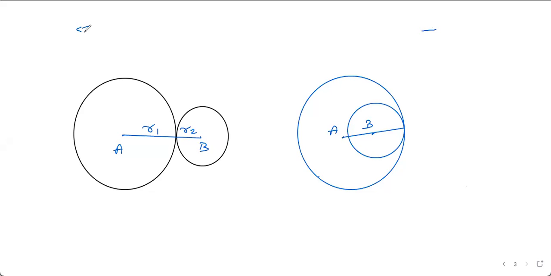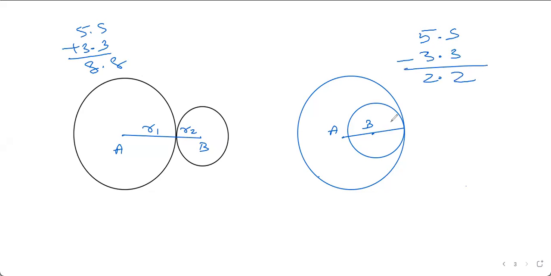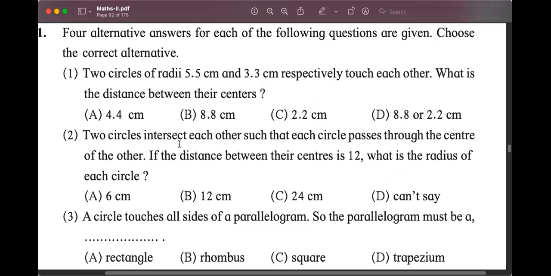One answer is 5.5 plus 3.3, which is 8.8. Second answer is 5.5 minus 3.3, which is 2.2. And that is why the correct answer is part D, 8.8 or 2.2. In all the cases, the center of a circle is definitely interior to the circle, inside the circle.